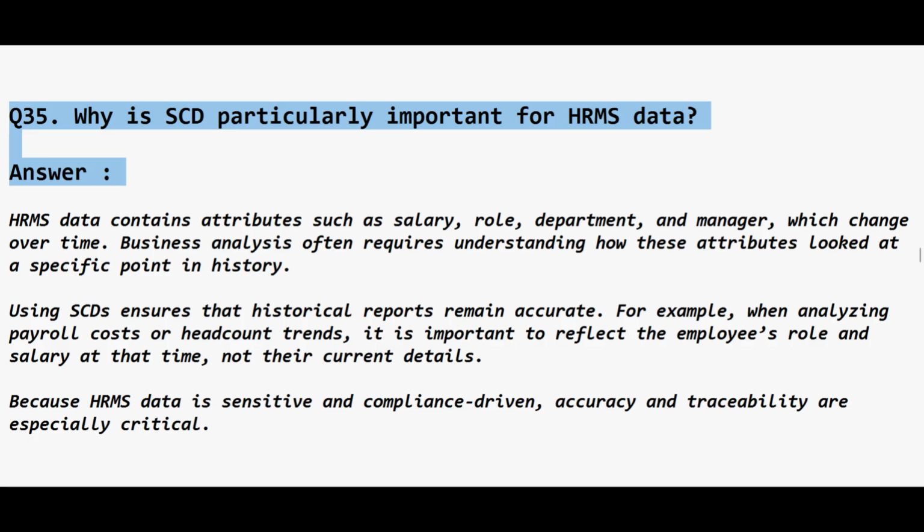Question 35. Why is SCD particularly important for HRMS data? Answer. HRMS data contains attributes such as salary, role, department, and manager, which change over time. Business analysis often requires understanding how these attributes looked at a specific point in history. Using SCDs ensures that historical reports remain accurate. For example, when analyzing payroll costs or headcount trends, it is important to reflect the employee's role and salary at that time, not their current details. Because HRMS data is sensitive and compliance-driven, accuracy and traceability are especially critical.